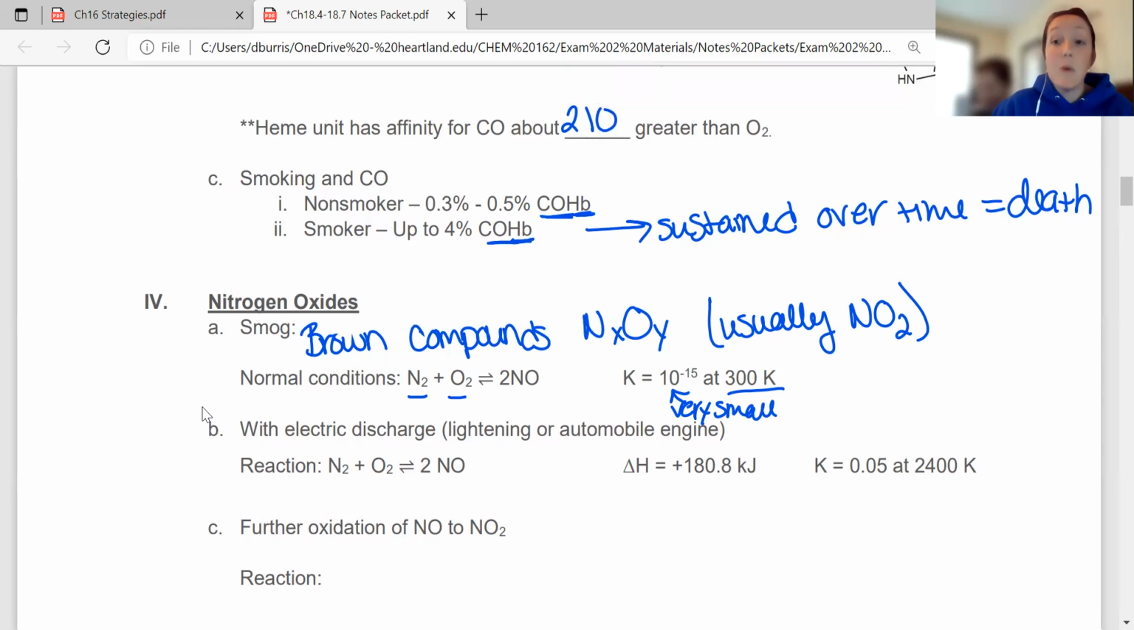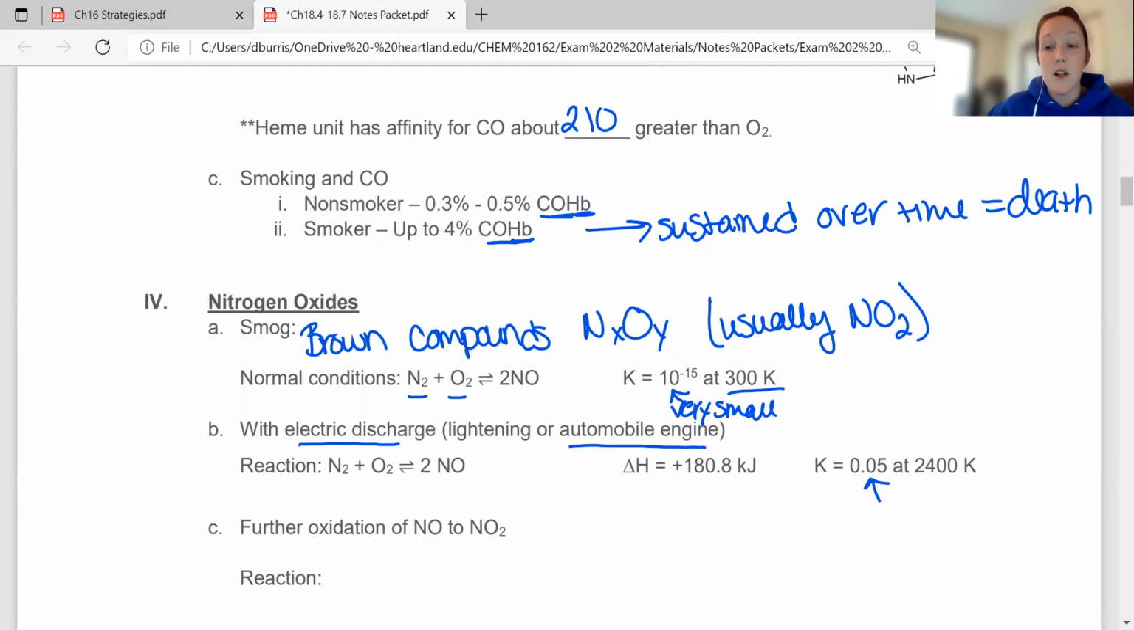Now, however, when we have things like electric discharge or automobile engines, with the nitrogen and oxygen, this reaction is much more likely to happen, because I want you to look at this. The K value is now 0.05. It's not completely going to the right, but it's definitely making a lot more products than if K was 10 to the negative 15th.